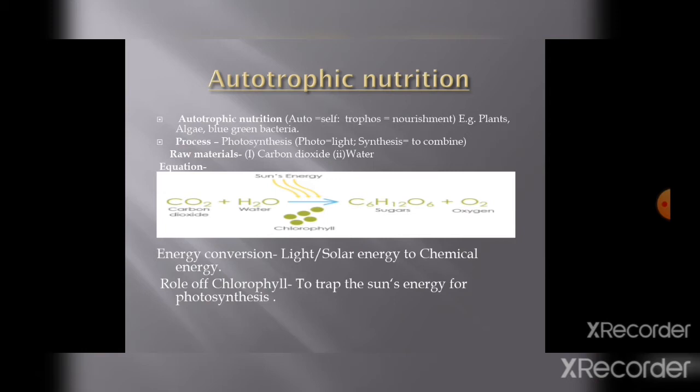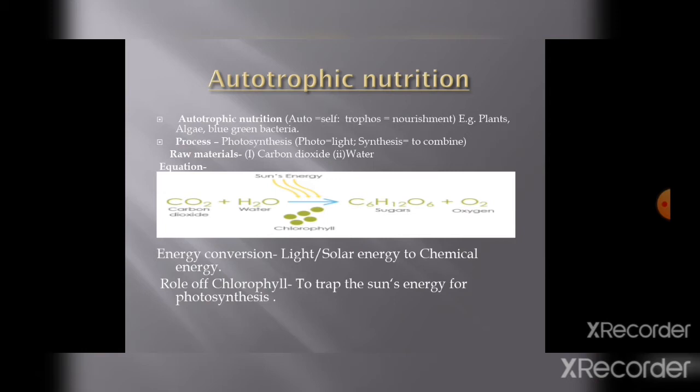Here the plant has chlorophyll in its leaf, which traps the sunlight, and stomata, which bring in carbon dioxide, and water is absorbed from the roots. The energy conversion that takes place here is solar energy converted to chemical energy, and the role of chlorophyll is to trap the sun's energy for photosynthesis.